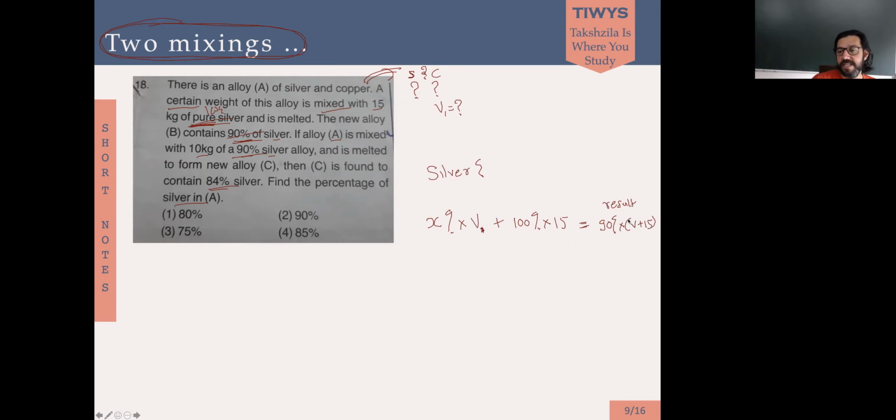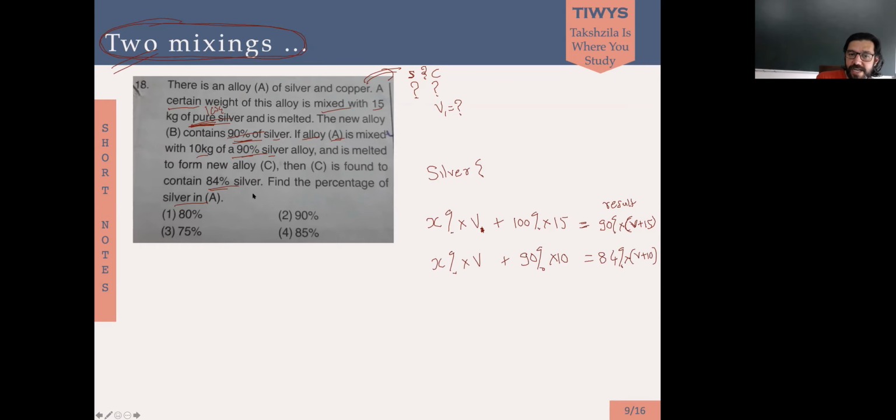I don't think this is a tough one, students. Honestly, the percentage cancels everywhere. There are two unknowns, so two mixings. Is there another mixing? Yes. If alloy A, the same volume, is mixed with 90% silver, 10 kgs just, then I get 84%. 84% of what? V plus 10.